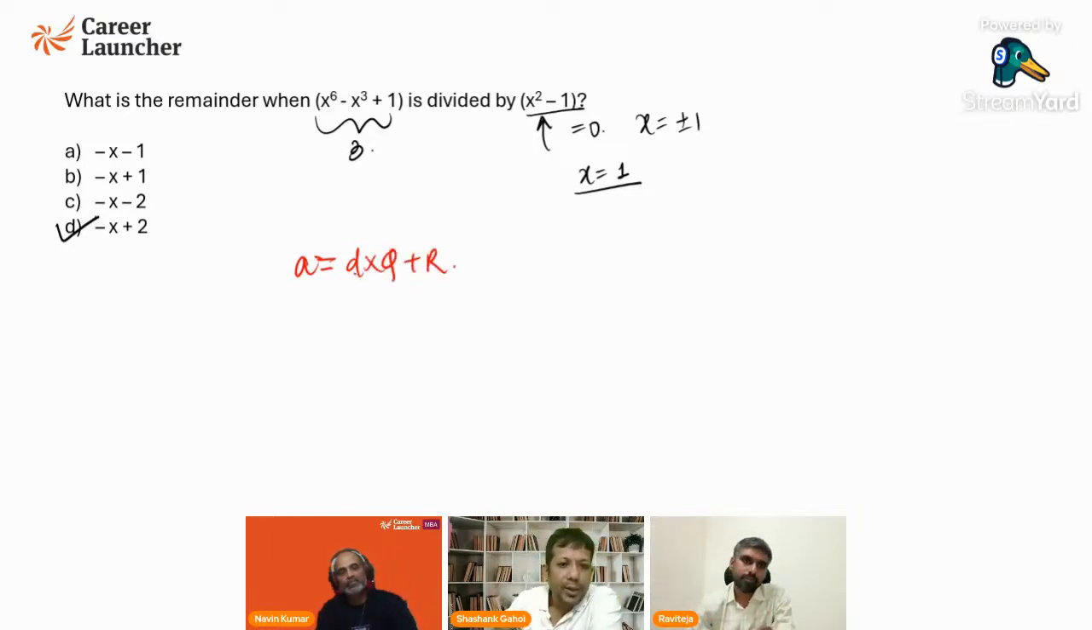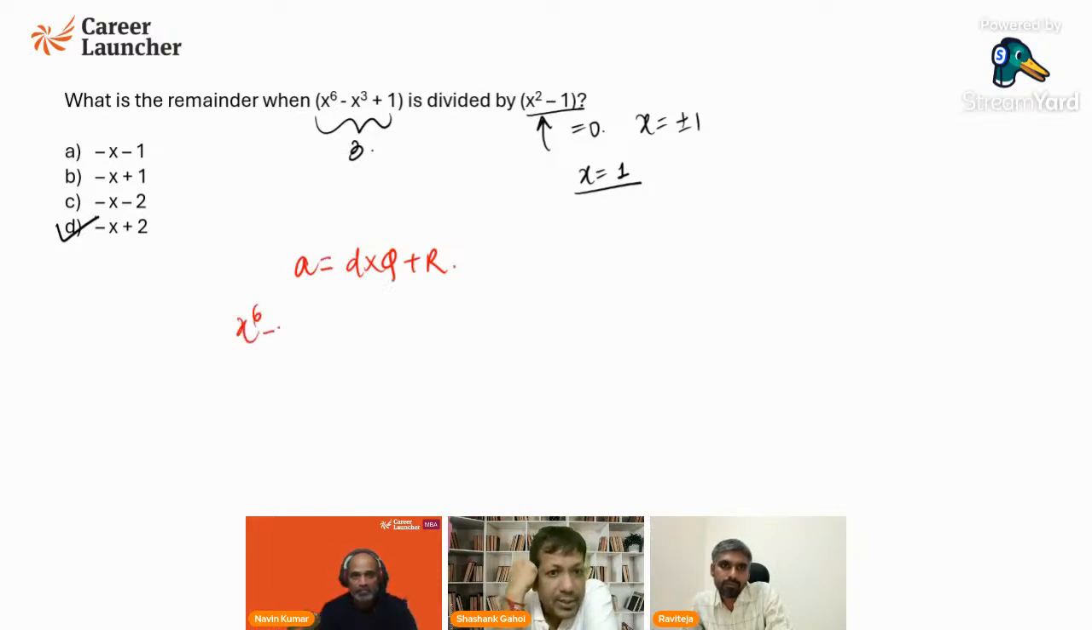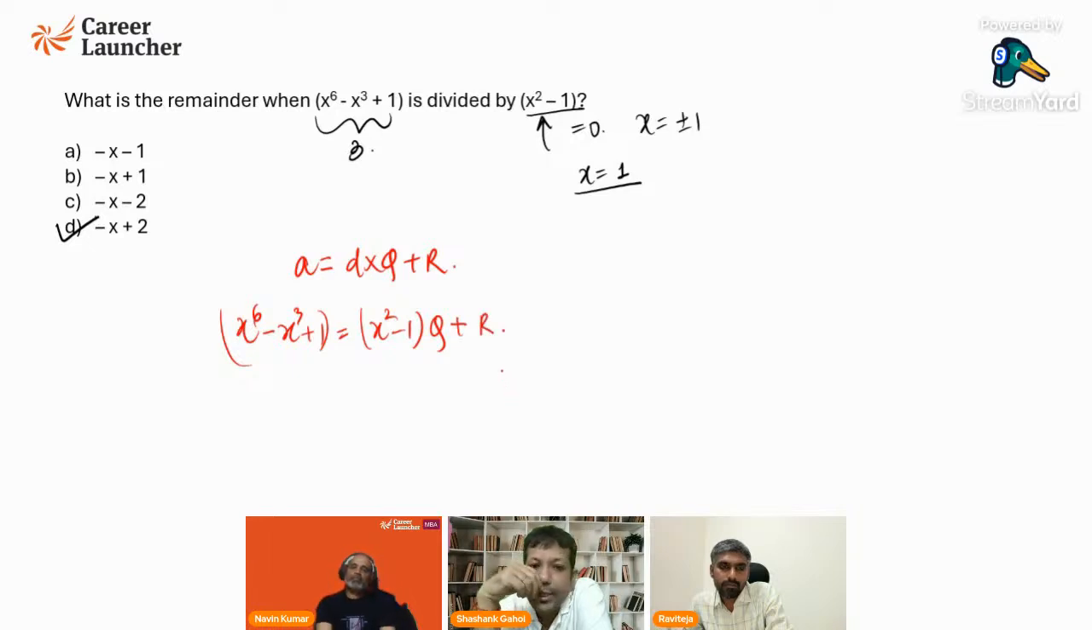तो यहाँ पे अपना a जो है वो x पावर 6 माइनस x क्यूब प्लस 1 and that is equal to divisor is x square minus 1 into quotient, plus remainder. जब भी अपन क्वाड्रेटिक से डिवाइड करते हैं तो जो रिमाइंडर आता है वो लीनियर होता है, क्यूबिक से करते हैं तो क्वाड्रेटिक होता है. तो यहाँ पे जो रिमाइंडर होगा वो ax plus b होगा.